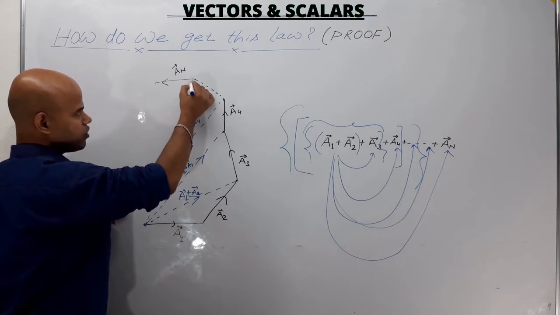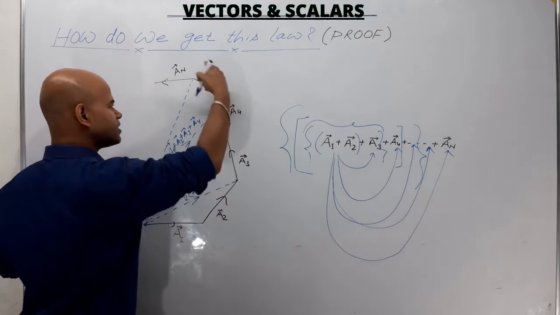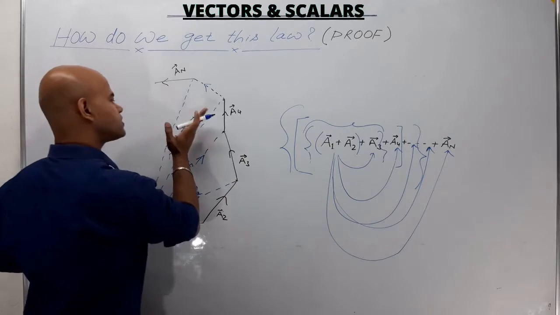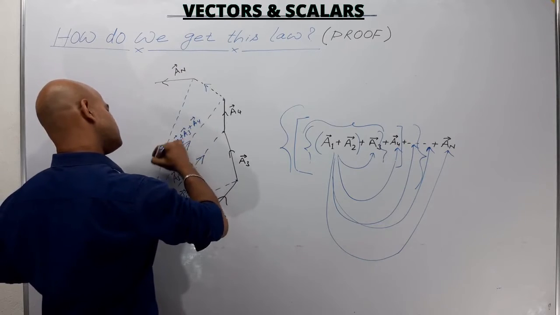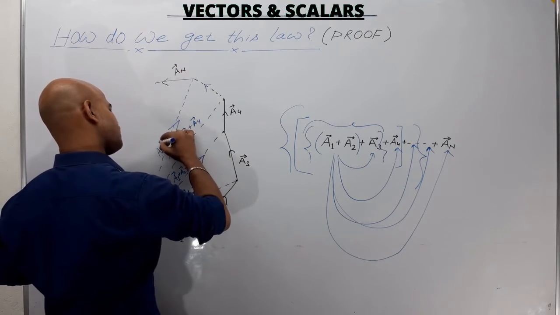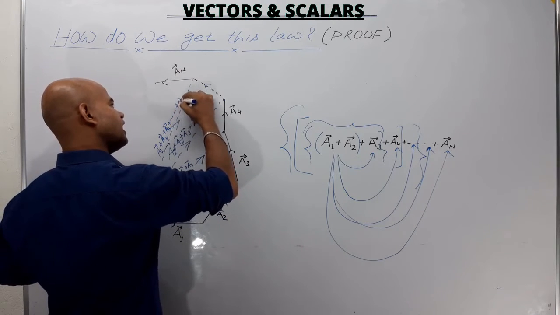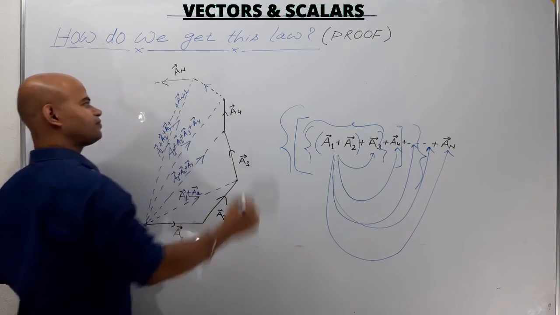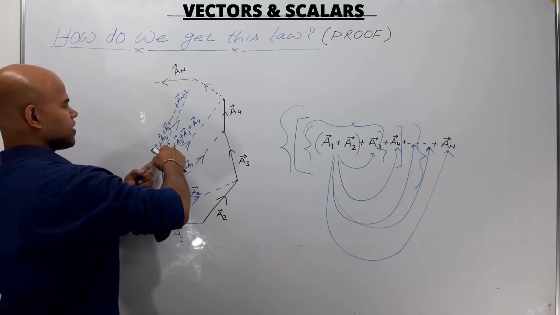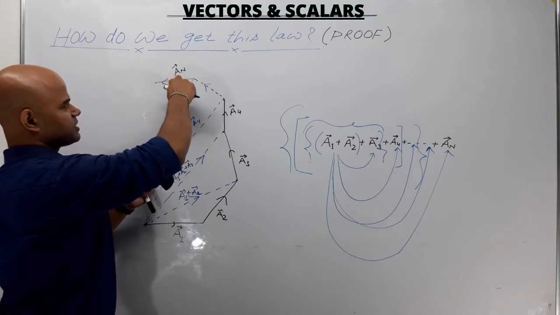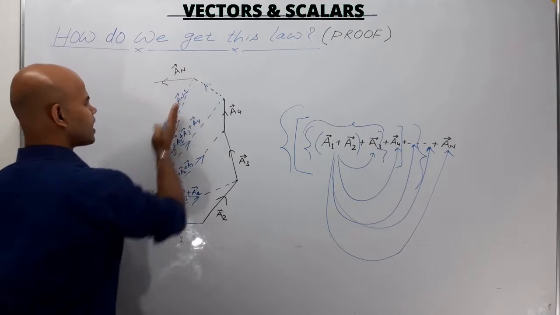A time will come when you have already added the A(n-1) vector. Since all these vectors are in the same order, this is like this and this is like this. So the resultant will be this side in the opposite order, A1 plus A2 plus A3 and so on till A(n-1). Are you getting it? So now we have this as one vector, which is the resultant of vectors till n minus 1, and this is the second vector, the An vector.